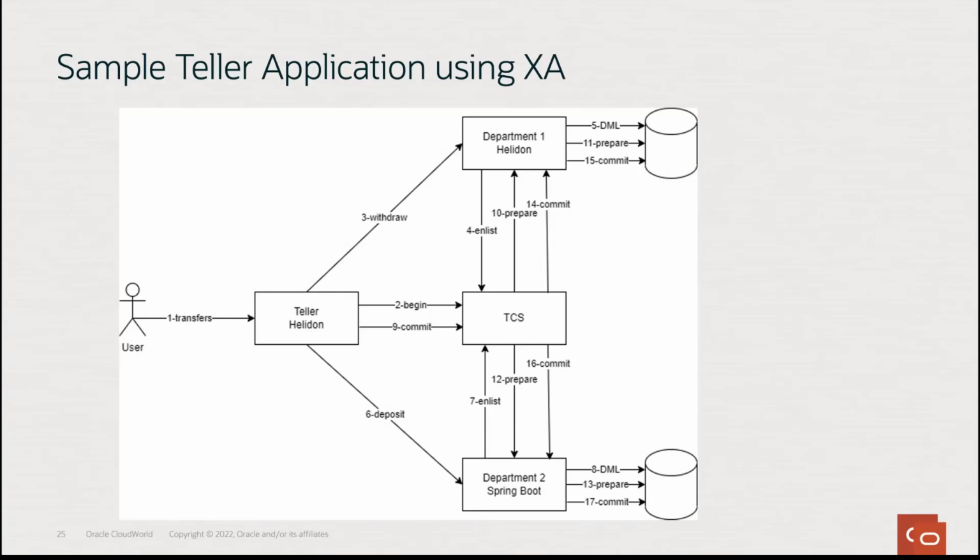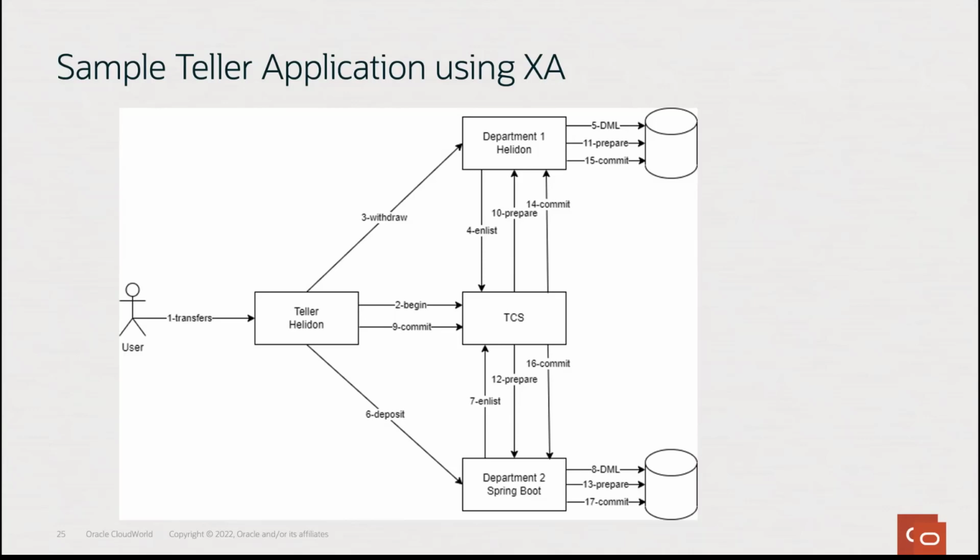The teller service begins an exit transaction by calling on an instance of the MicroTx library provided TRM user transaction, and that internally calls begin on the transaction coordinator. The teller service then calls the withdraw service in department 1 and deposit on department 2. The MicroTx library in these participant microservices provides the functionality to enlist in the exit transaction.